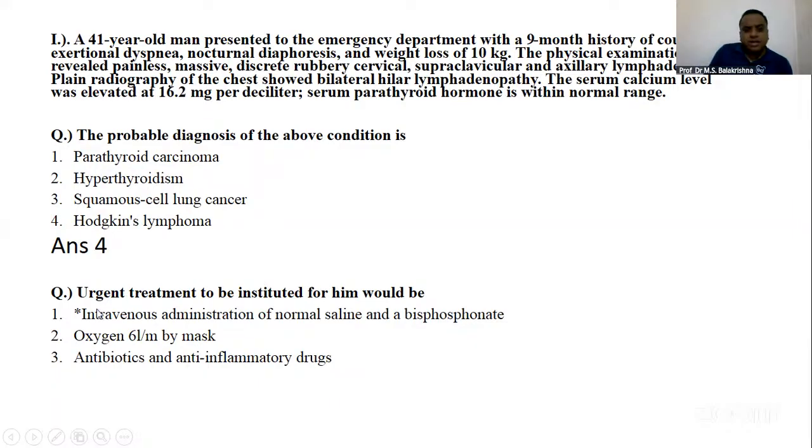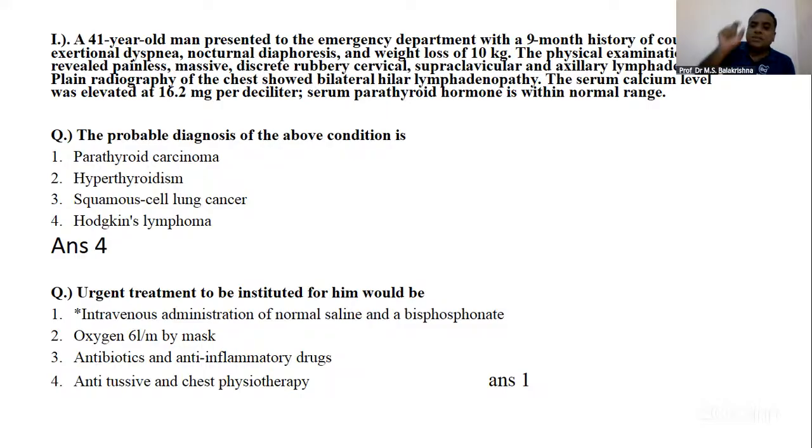Then the urgent treatment instituted for him would be, what would you give this person? Intravenous administration of normal saline and bisphosphonate. Yes, bisphosphonates, because he's having a lot of bone problems also. Calcium level is 16.2; 9 to 11 is the normal. So bisphosphonates. Even in fibrous dysplasia and cherubism, bisphosphonates are given. So that is the answer. The word bisphosphonate, I connected with the calcium and the bone.